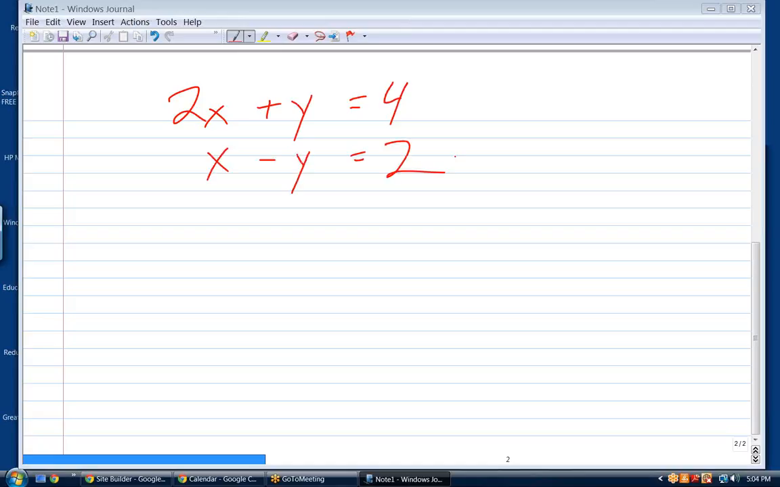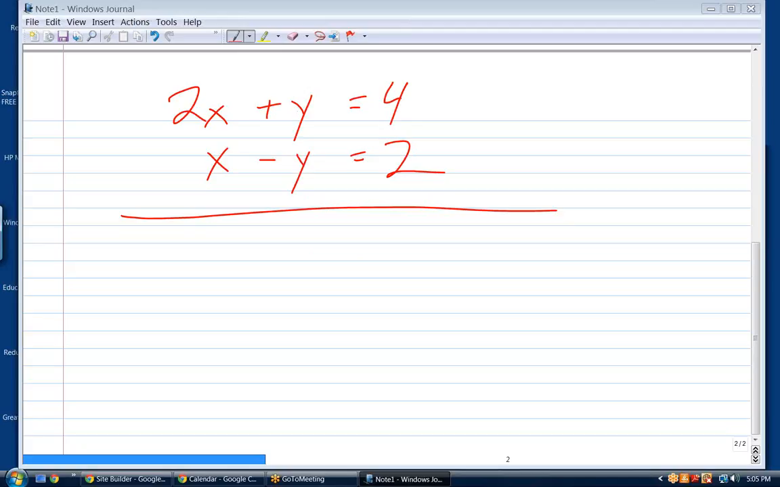The reason this technique is called elimination is because we're going to eliminate one of the variables. And we can do that by either adding or subtracting the two equations from one another. In this case, if we add the two equations, and you always can do, you can add equations and you can subtract equations. If I add these two equations, the y variable gets eliminated.